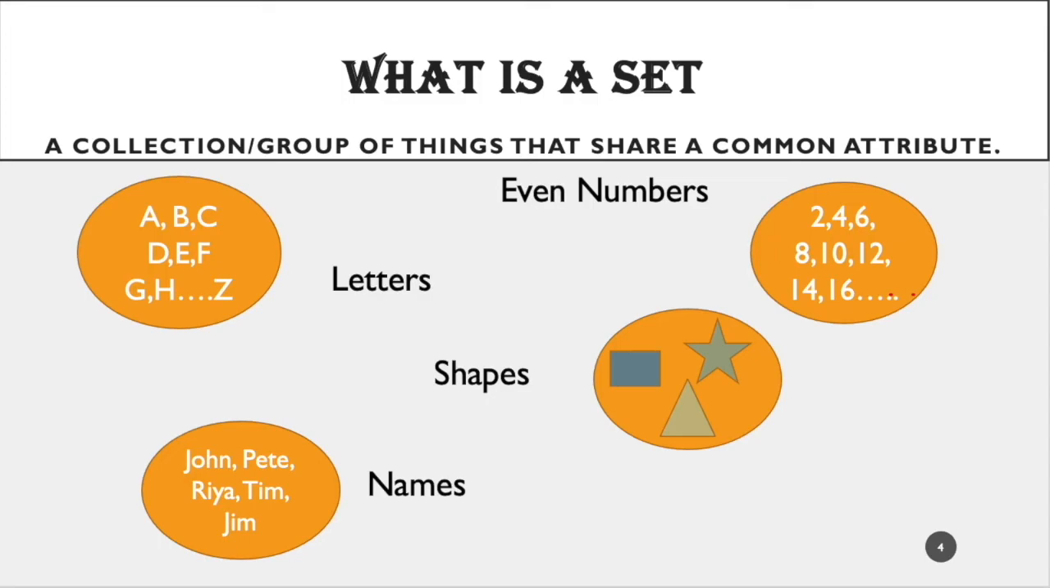Again, a set of names. John, Pete, Ria, Tim, Jim. Can you input a date of birth in this set? No, it will be like an odd one out because it doesn't share the common attribute of the other elements in this set. So only names are part of this set. So a set basically defines the attribute of the elements that the elements share within that set.